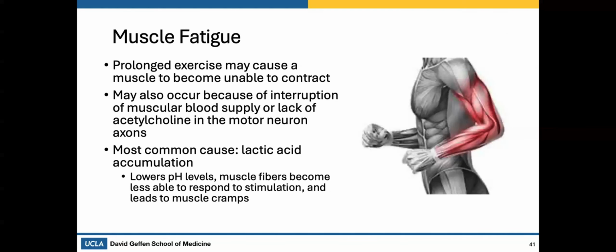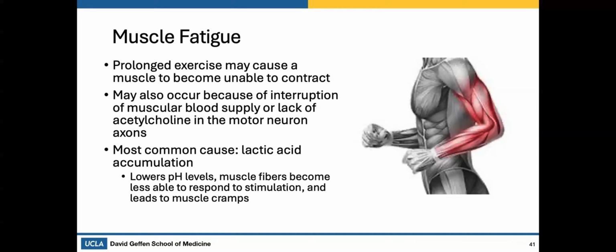Muscle fatigue. Prolonged exercise may cause a muscle to become unable to contract. If you ever spent a long time in the gym on your first day there, and the next day you wake up and your muscles are really, really sore, right? This can also occur. And it can also occur perhaps due to a lack of blood supply, right? Or a lack of acetylcholine in the motor neuron axons.